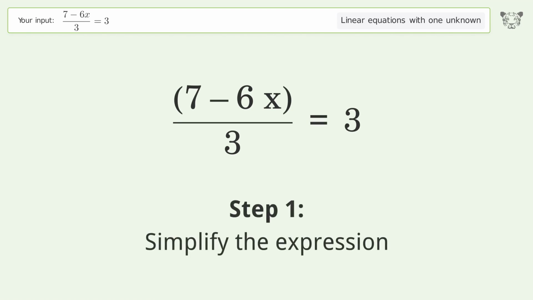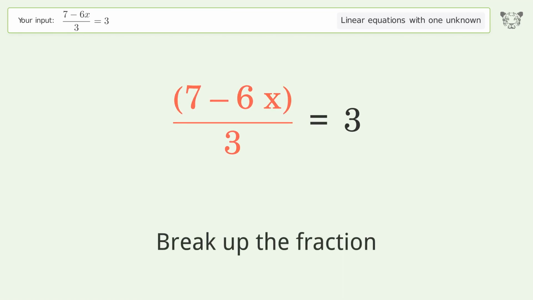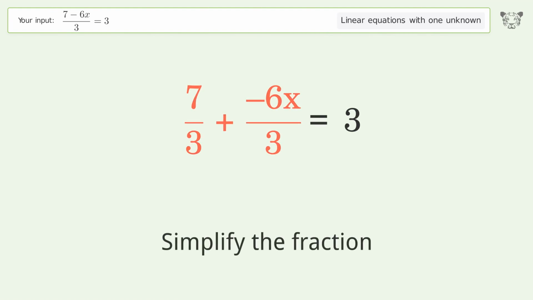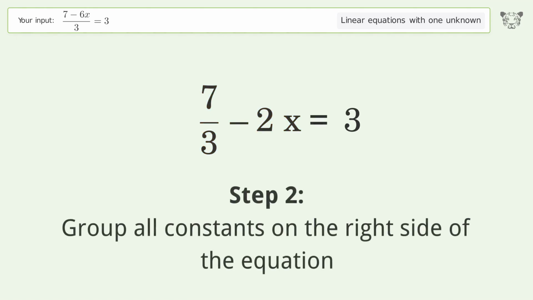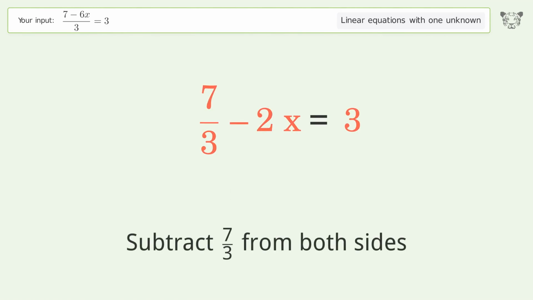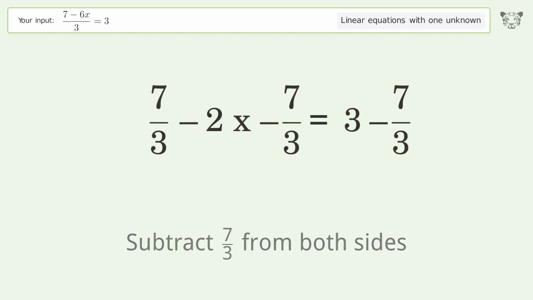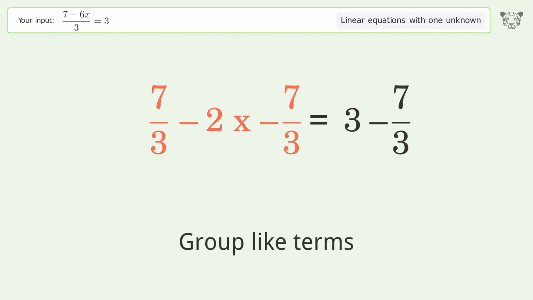Simplify the expression. Break up the fraction. Simplify the fraction. Group all constants on the right side of the equation. Subtract 7/3 from both sides. Group like terms.